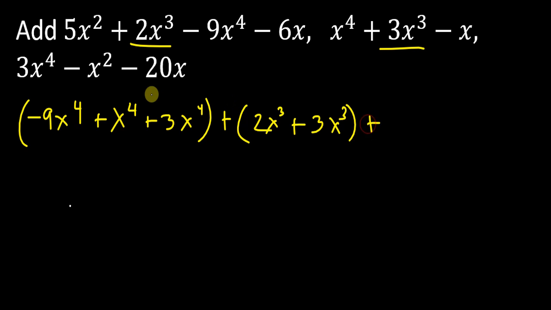The next, yung may squared. 5x squared and x squared. Negative x squared. So, that is 5x squared minus x squared. And then, what's next?